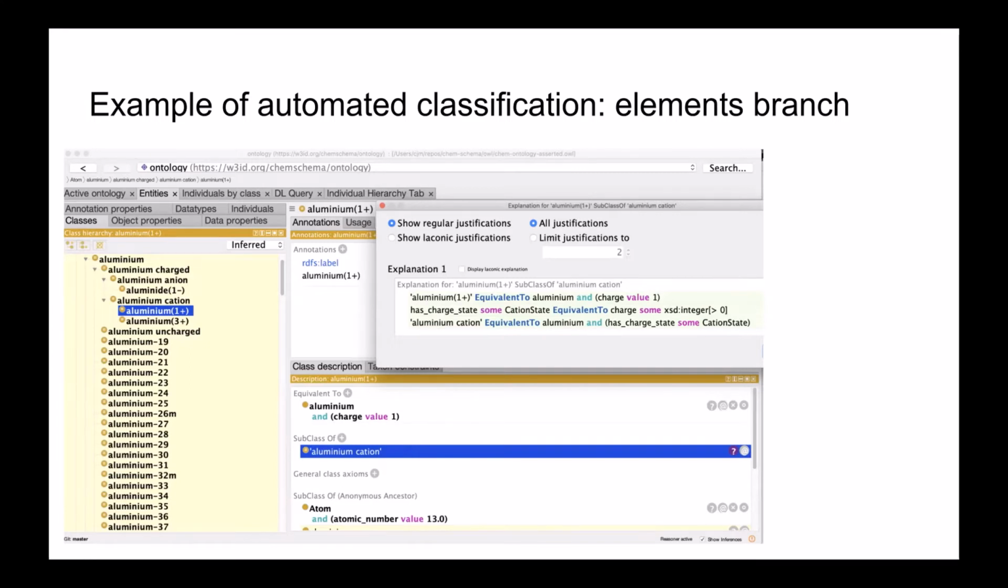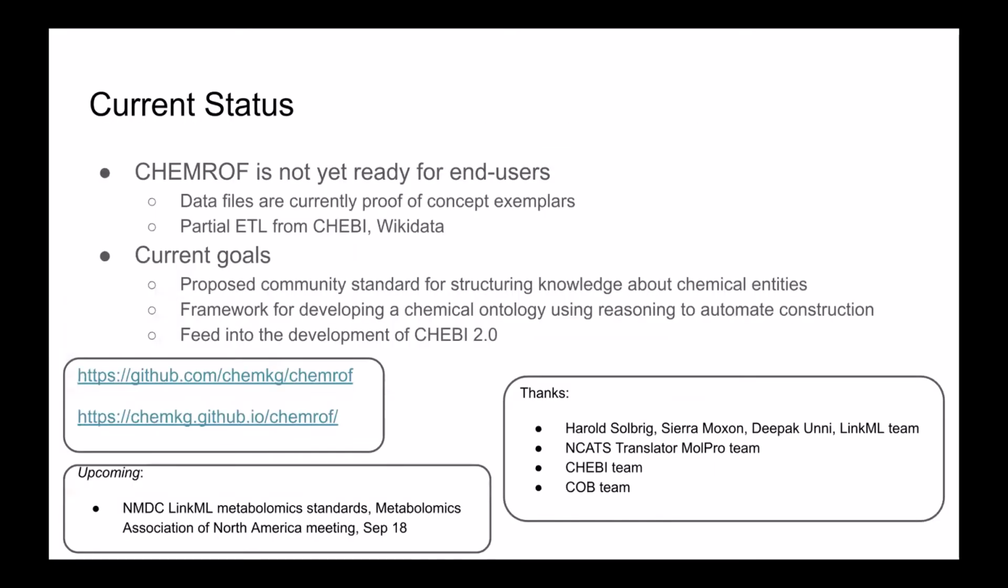This really is intended to show a proof of concept of how we might start building our chemical ontologies to make use of reasoning. At the moment this is not a product that can just be used by domain scientists. It's more of a proof of concept. The GitHub repo includes lots of different exemplars of how this might work. We've got a partial ETL process that takes things from ChEBI and Wikidata, turns them into these JSON-like structures, and then turns them back into OWL. But this is really intended to serve more as a conversational starting point, both as a community standard for structuring knowledge about chemical entities, and as a framework for building chemical ontologies using reasoning.